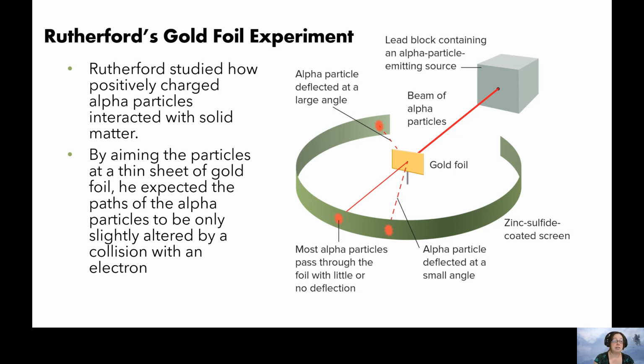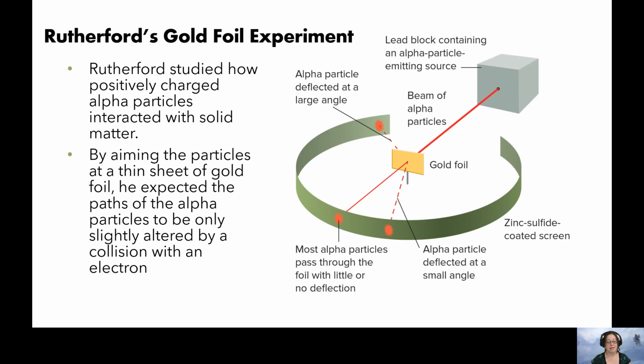And so he aimed the particles at the thin sheet of gold foil, and he expected the path of the alpha particles to only be altered by collisions with an electron. But what he found out was some of the alpha particles did what he expected. They were deflected at a small angle. Most of the alpha particles, though, passed all the way through the foil with little to no deflection. And then some very small amounts of the alpha particles were deflected at a really large angle, which was completely unexpected because electrons don't have enough mass to deflect an alpha particle like that.